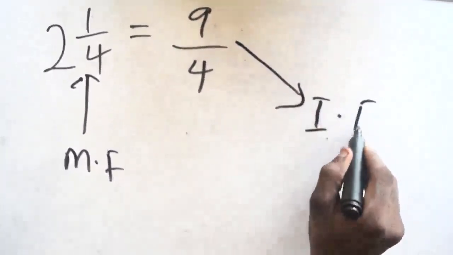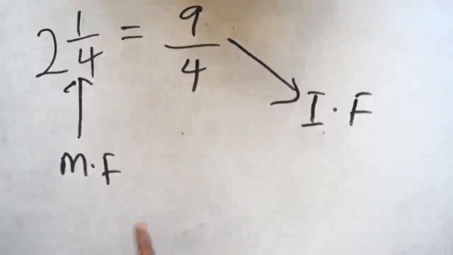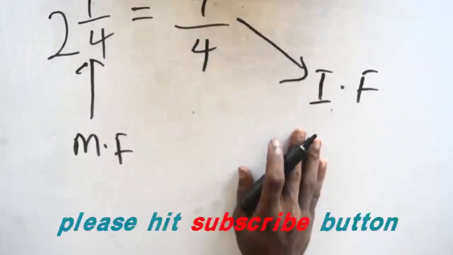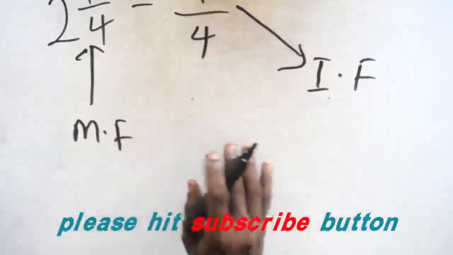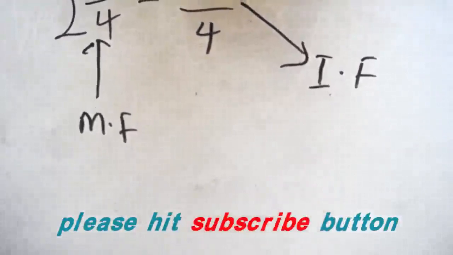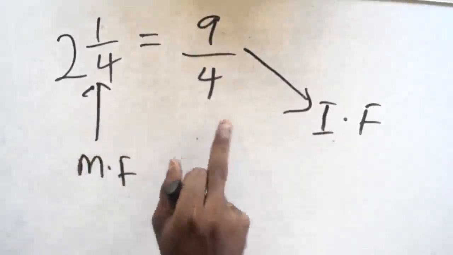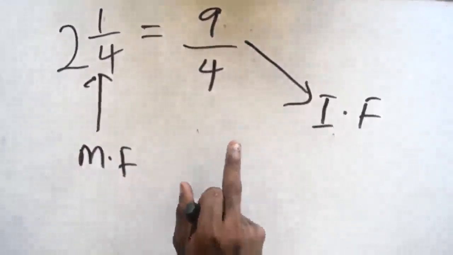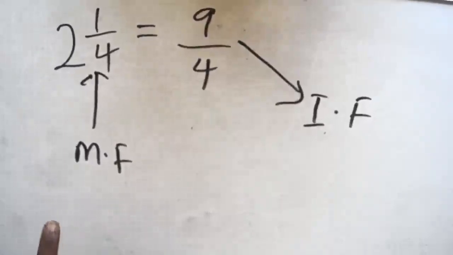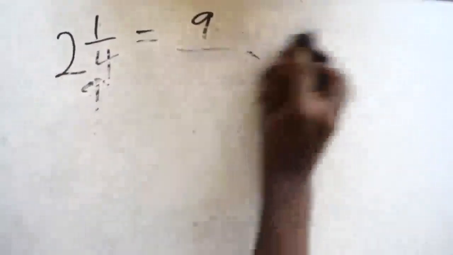I'll call it IF. So you have to know that mixed fraction is the same as improper fraction in maths. The only difference is both of them exist in different word forms, but they are equal. So now the question is, how do we arrive from here to here? To arrive from here to here, it means that you have to convert. Another way for convert is change. So how do I change from mixed fraction to improper fraction? Let me teach you guys that anyway.